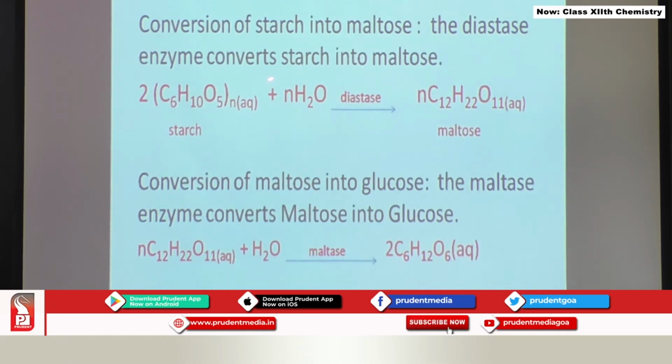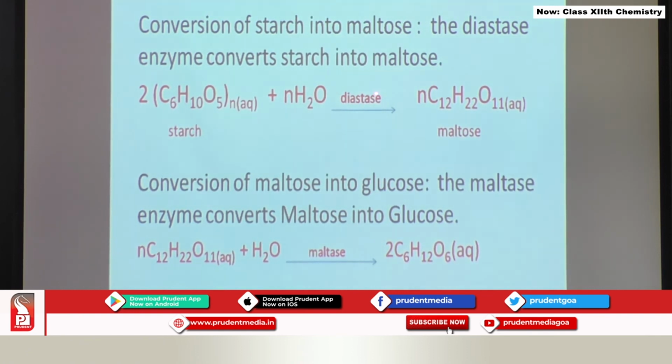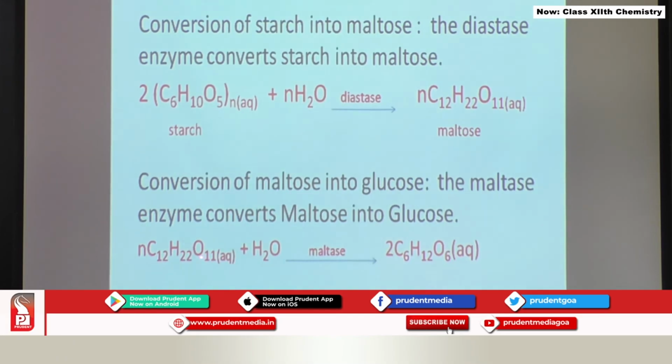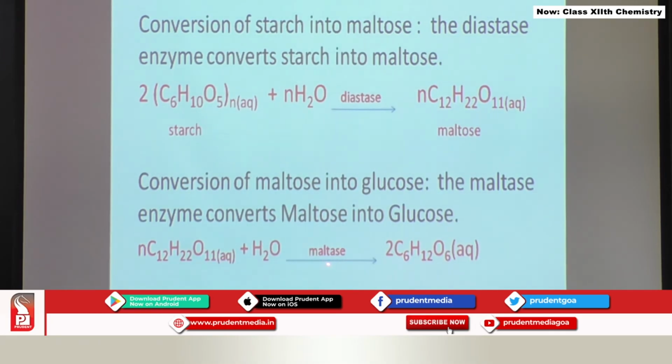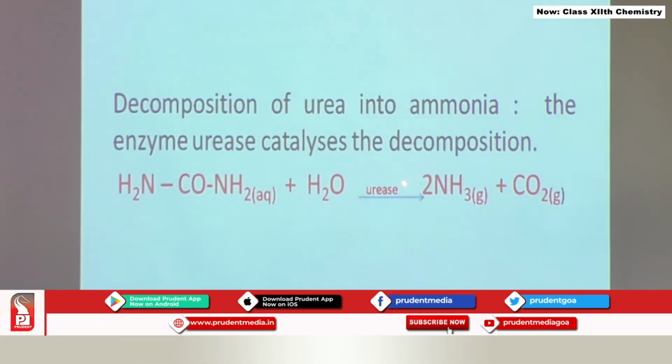Conversion of starch into maltose. This is starch which is converted into maltose, a disaccharide, okay, and this is actually a hydrolysis reaction which is catalyzed by the enzyme diastase. Conversion of maltose into glucose is catalyzed by the enzyme which is called maltase. There is an enzyme called urease which catalyzes hydrolysis of urea into ammonia and carbon dioxide. So, these are the various examples of enzyme catalyzed biochemical reactions.